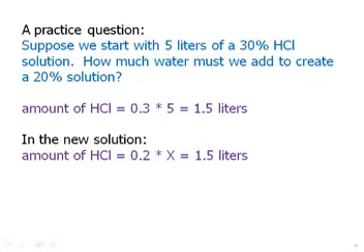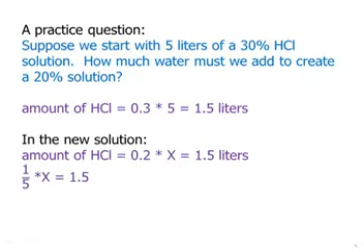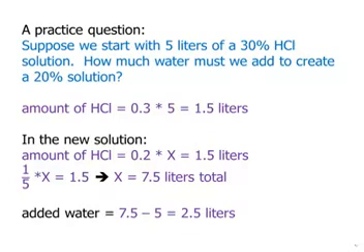And so here we need to solve for x, and that will be the total amount of solution. So of course 0.2x is 1.5, multiply both sides by 5, we get 7.5 liters. And so the old solution was 5 liters, the new solution is 7.5 liters, so the difference is 2.5 liters, and that's how much extra water we need to add to bring this from a 30% solution to a 20% solution.